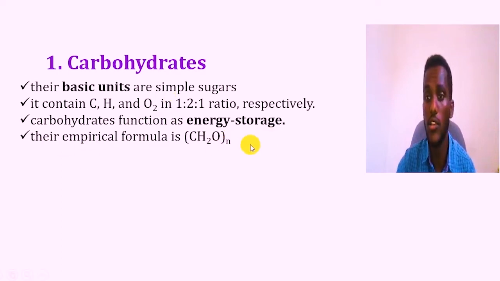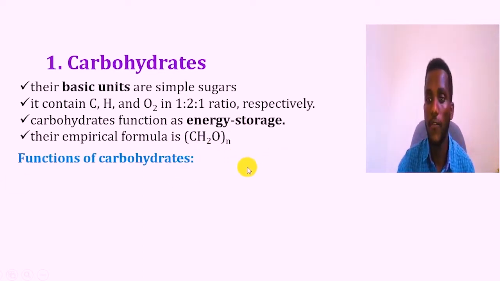ስለዚህ for example N 3 ቢሆን ምን ይሆናል? C3H 2 times 3 6 ይሆናል። O3, that is C3H6O3 ይሆናል። For example N is equal to 6 ቢሆን C6H12O6 ይሰጠናል ማለት ነው። So generally, if you just take the functions of the carbohydrate.